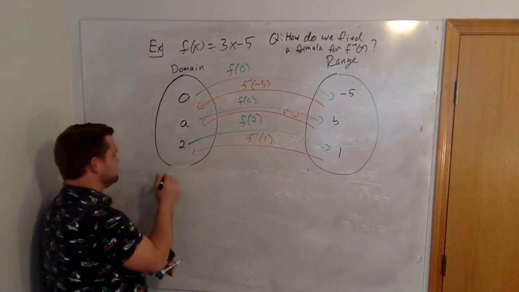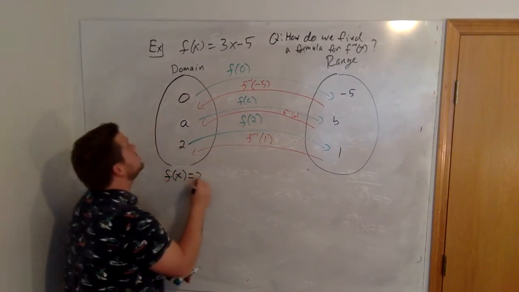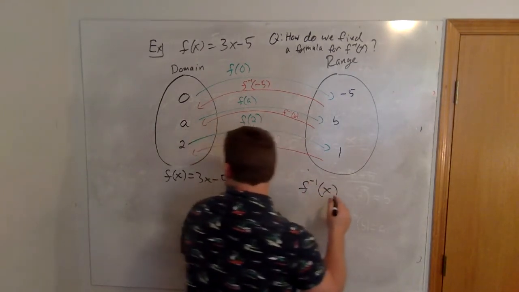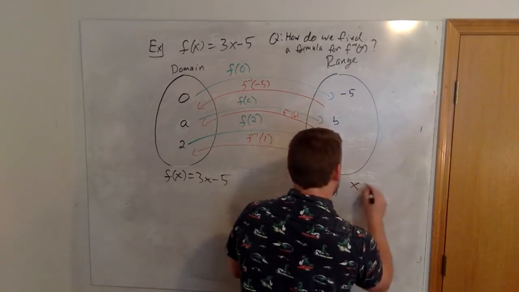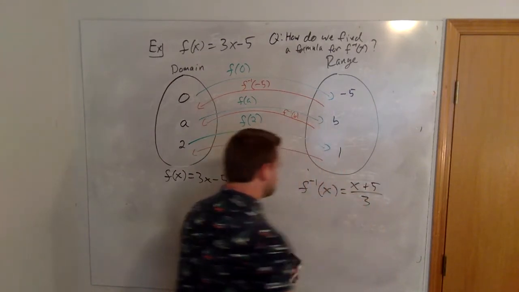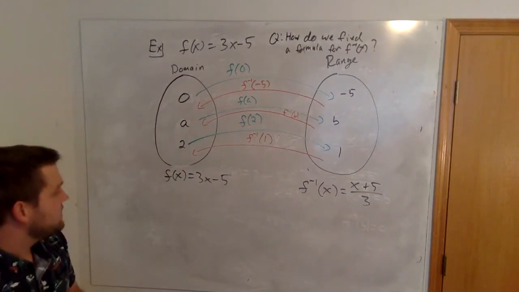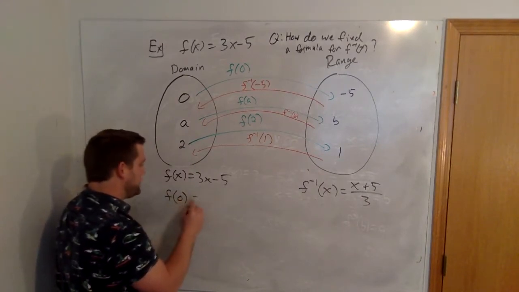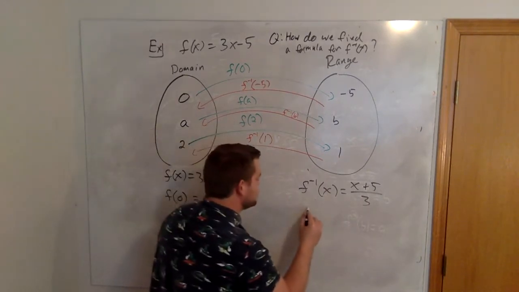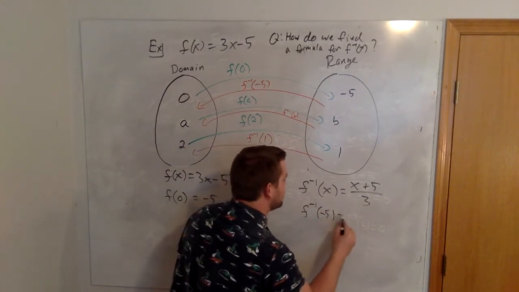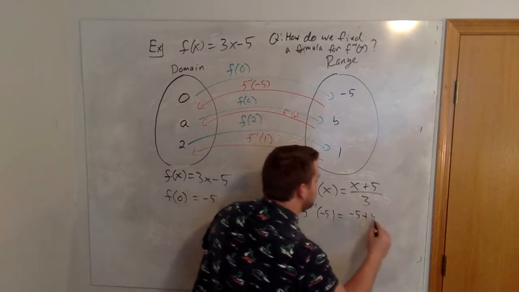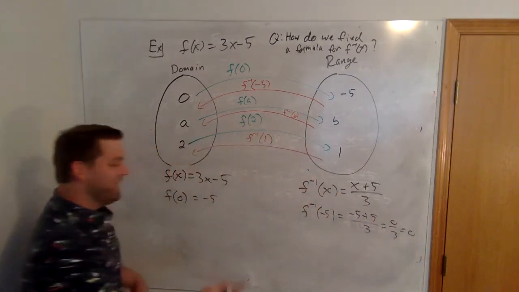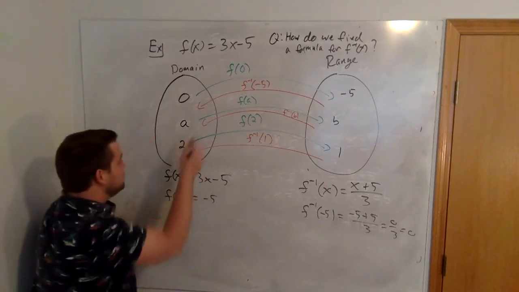Okay. I want to keep this up here. We had that f of x was 3x minus 5. We have that the inverse function was x plus 5 all over 3. Let's test it out. Notice over here, if we plug in 0, we get the output of -5. Well, look. What if I plug in -5 here? If I plug in -5, I get -5 plus 5 all over 3. I get 0 over 3, which is 0. It's doing the opposite.